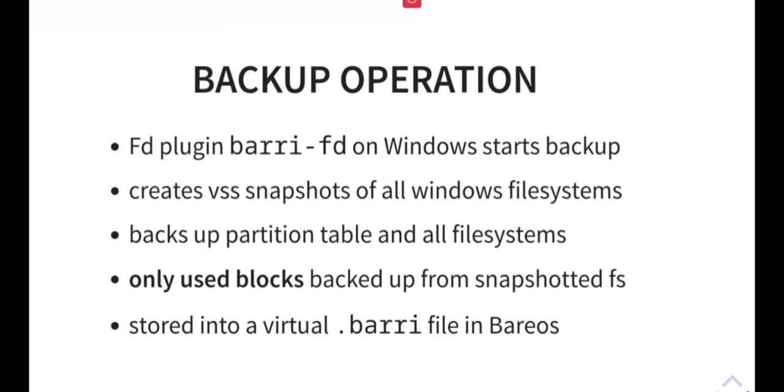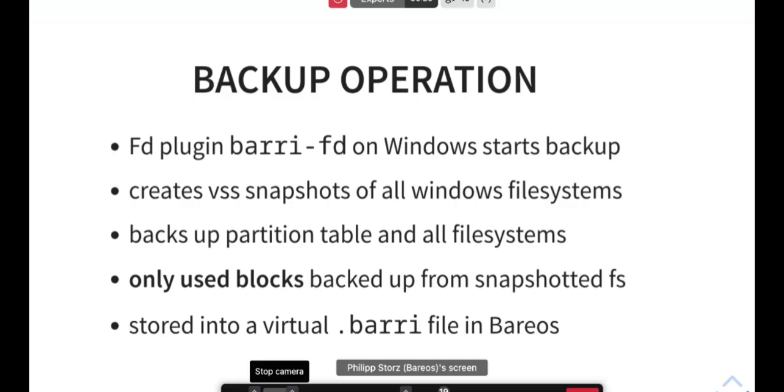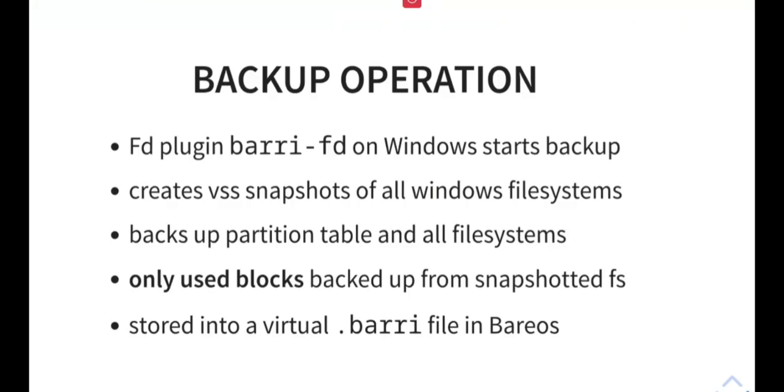So how does the backup operation work? The FD plugin on Windows starts the backup. It will then create VSS snapshots of all Windows file systems and make sure that they are in a consistent state. It will back up the partition table and all file systems. It will back up only used blocks out of the file systems that have been snapshotted. And all this information is then stored in a so-called Barri file, which is our own format that contains all the information that's required to recover a full disk, including the partition table and all other information that's required to completely recover a Windows machine.